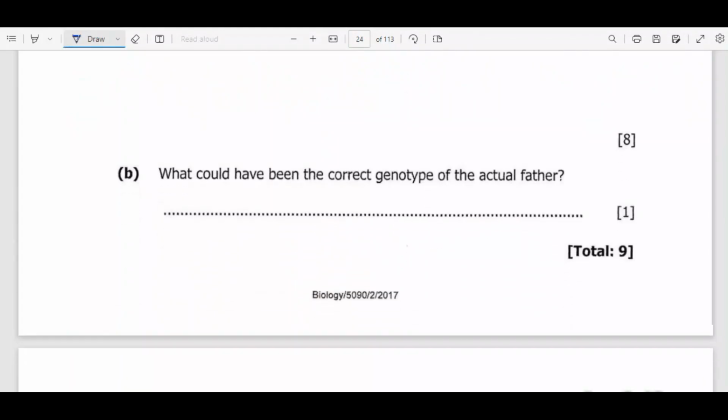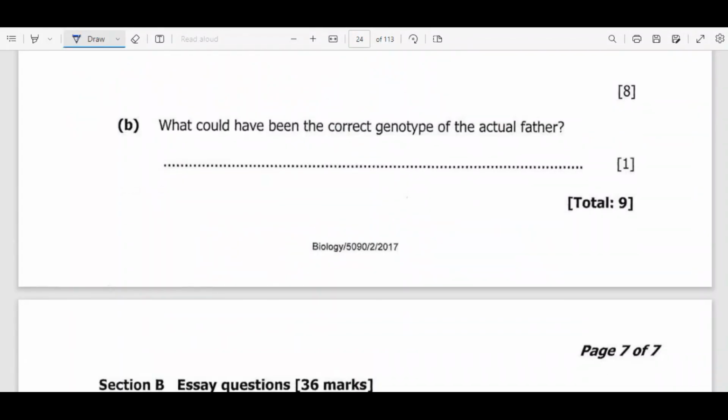Okay, so what would have been the correct genotype of the actual father? The actual father of the child, we can say OA, or it can be BO, or can be O. So these were the answers, so you can choose one from these.